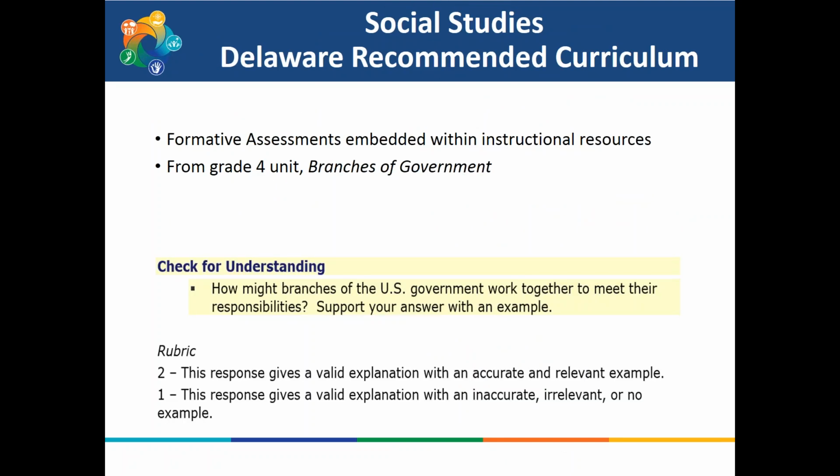And so this is one small sample of an instructional resource that can be found within the Delaware Recommended Curriculum. This is from a grade 4 unit, Branches of Government. It's a check for understanding. How might branches of the U.S. government work together to meet their responsibilities? Support your answer with an example. So you would want students to respond with a valid explanation and an accurate and relevant example. It's open-ended, so there are different types of things that students might be able to provide. What you're looking for is that the branches of the U.S. government work together to meet their responsibilities. So this gets to the interaction of the legislative, judicial, and executive branches.